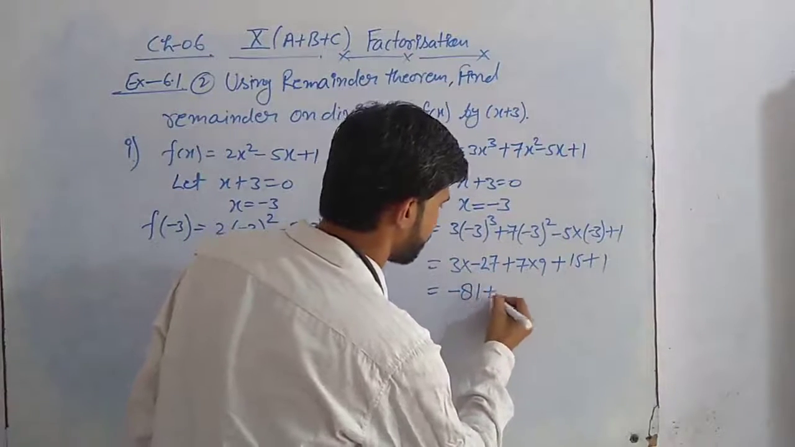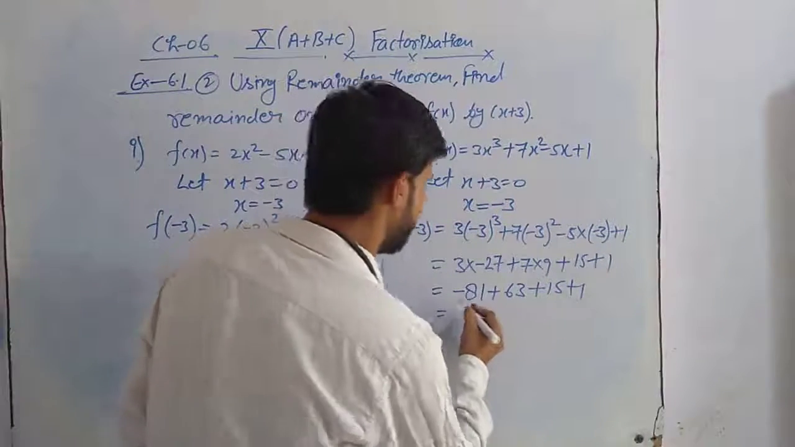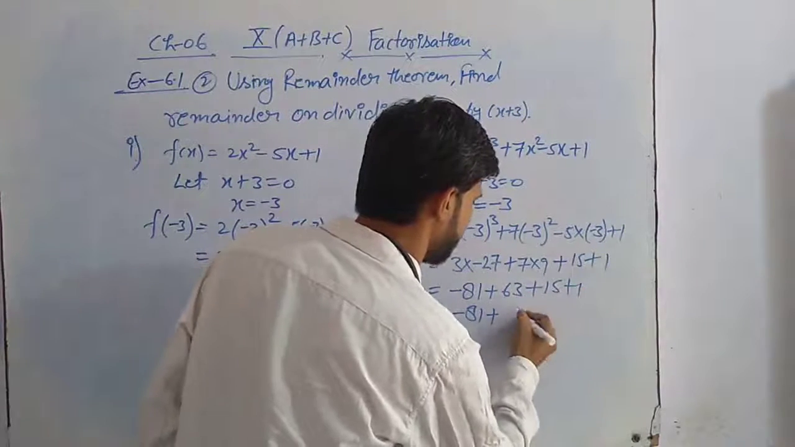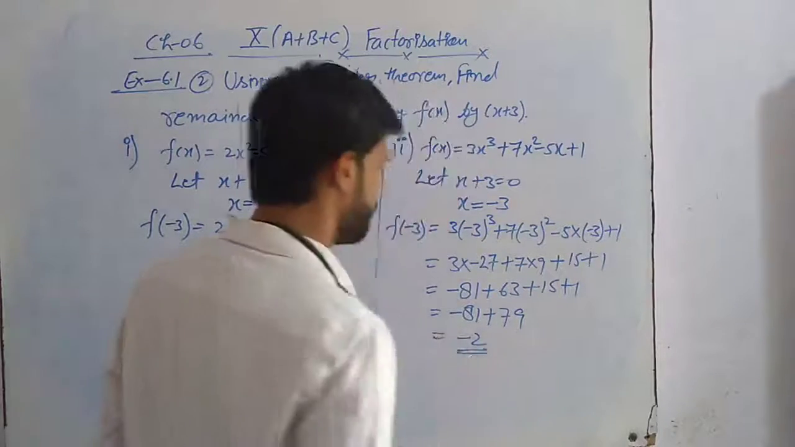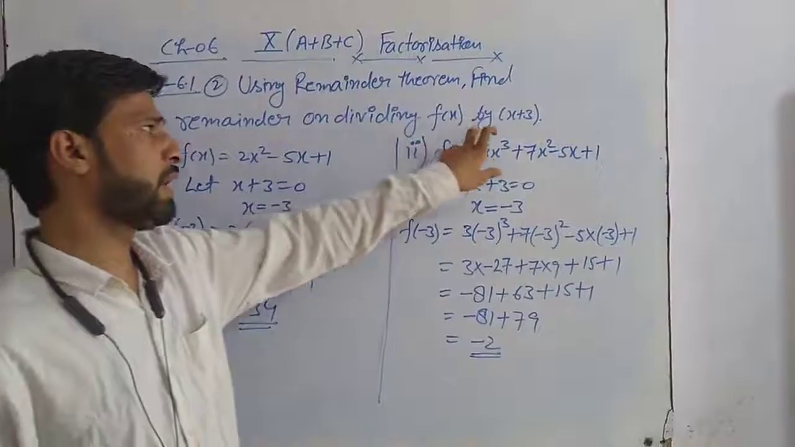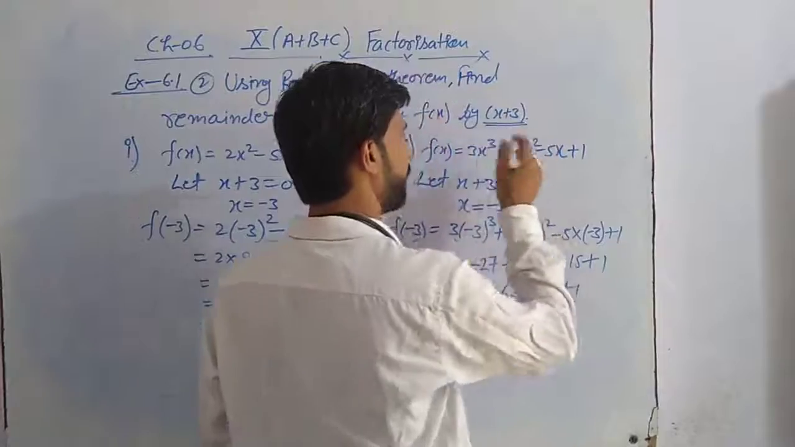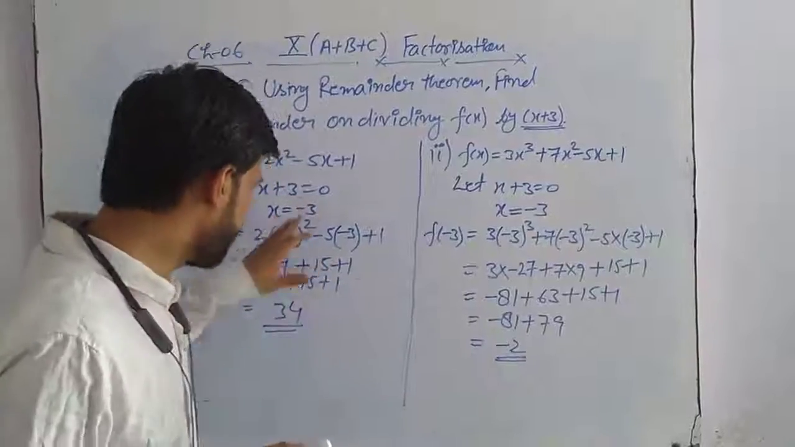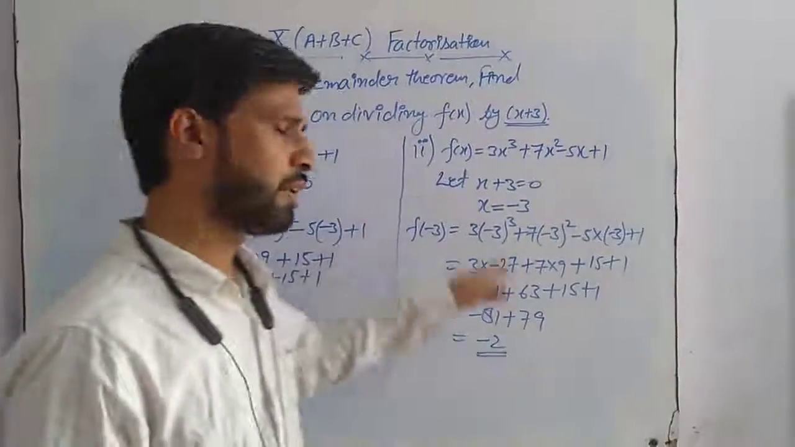Minus 81 plus 63 plus 15 plus 1. Now minus 81 plus 79. Now the required answer is minus 2. Using remainder theorem, to find the remainder on dividing by x plus 3, in this type of question we have to equate x plus 3 equal to 0. Then we get x equals minus 3, and we put x equals minus 3 in the given function. Then we get the remainder of the given question.